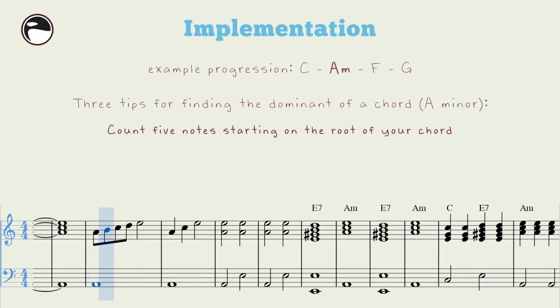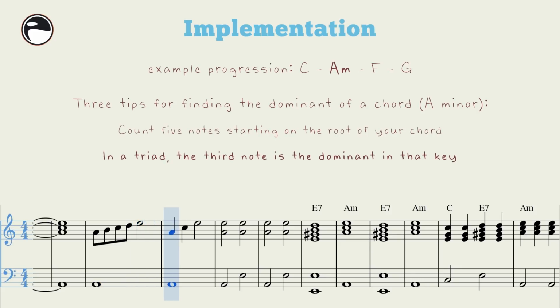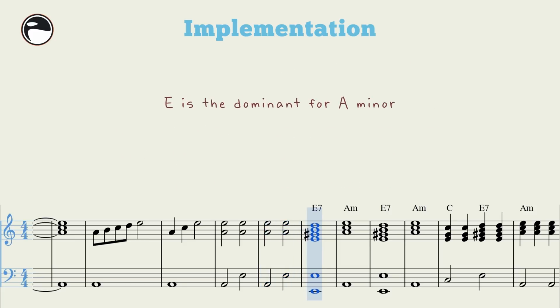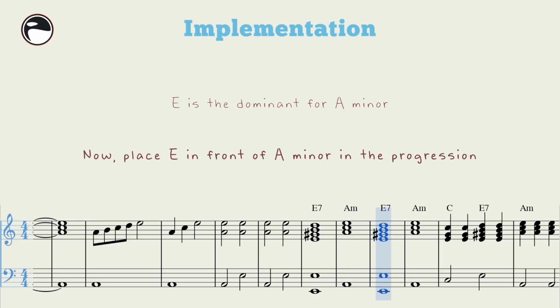You can count 5 notes starting on A. In a triad, the 3rd note is the dominant in that key, and a power chord is the root and 5th. We find that E7 is the dominant for A minor. The final step is putting E7 in front of A minor in the original progression.